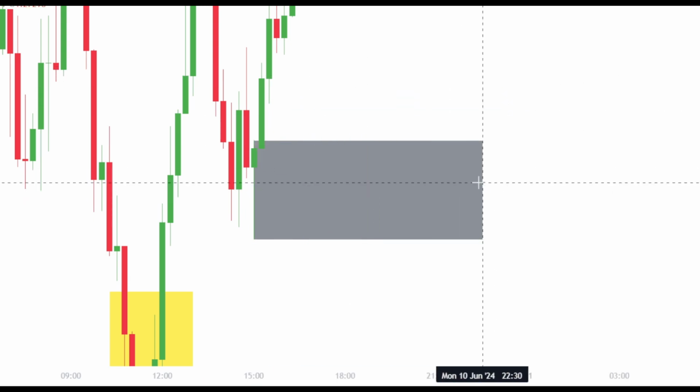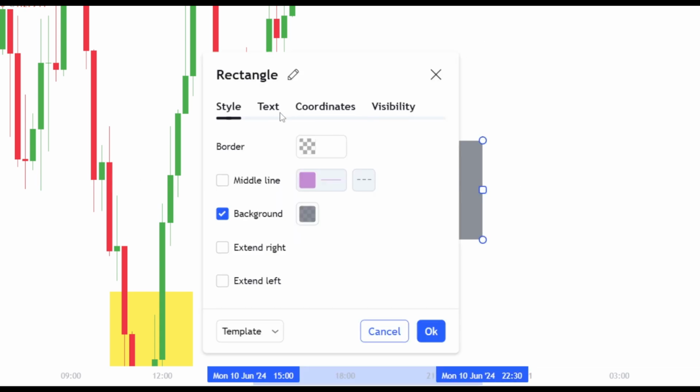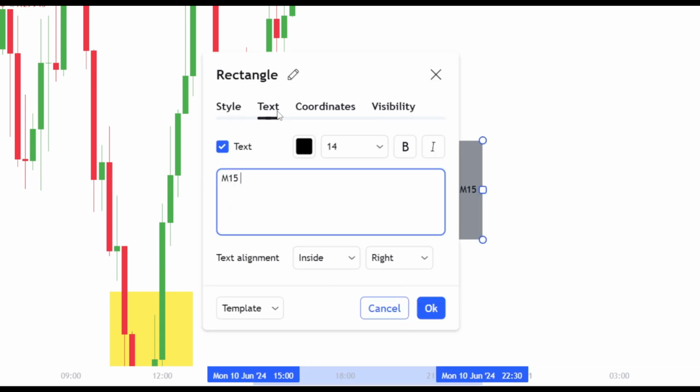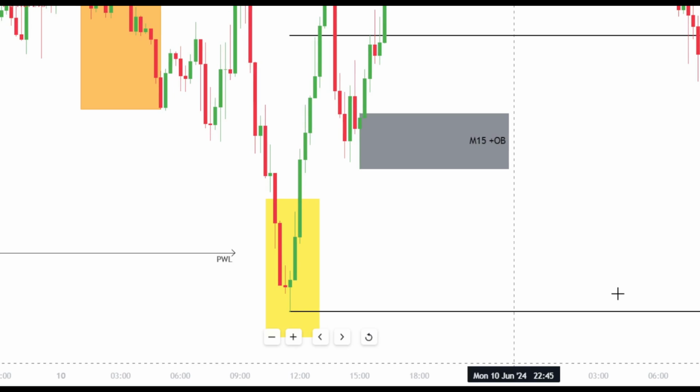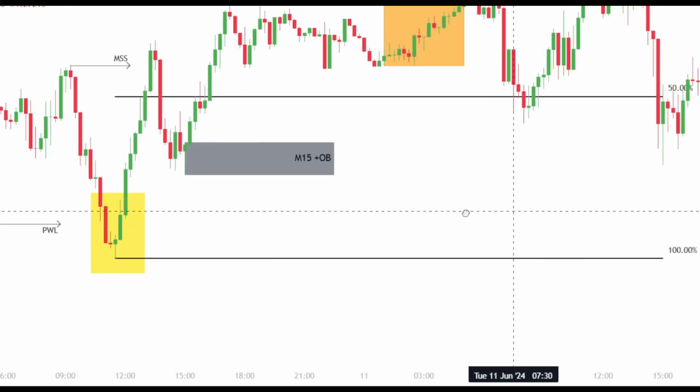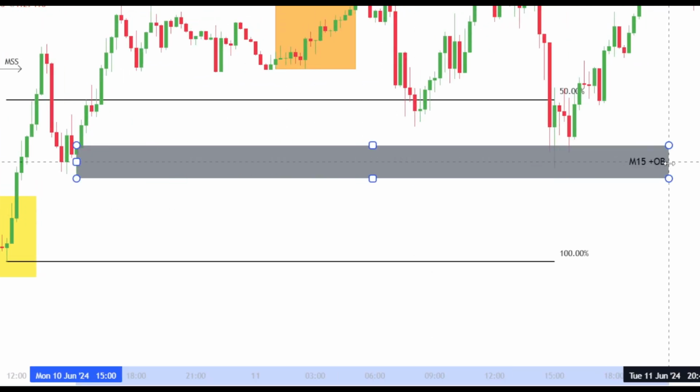So this now becomes an order block, right? So this is our M15 OB, right? M15 bullish order block, right? And so from here, the trade was essentially entered, all right? This is what makes the order block valid, right? Order block entry over here.